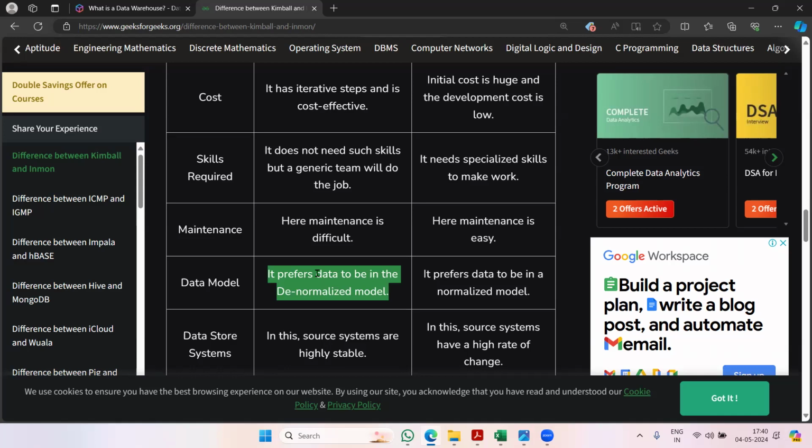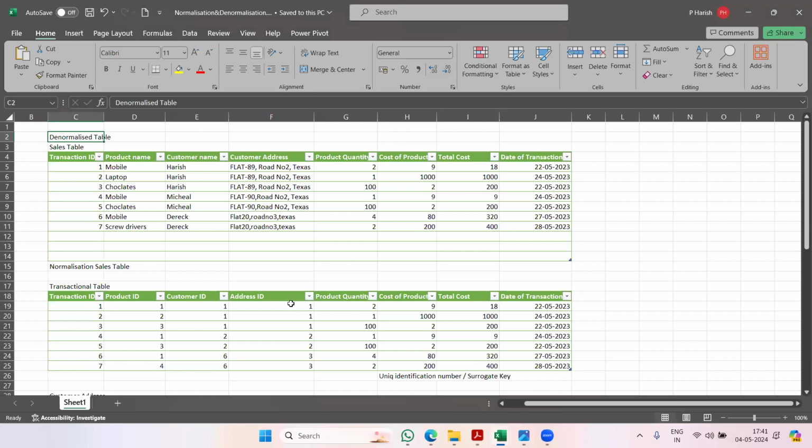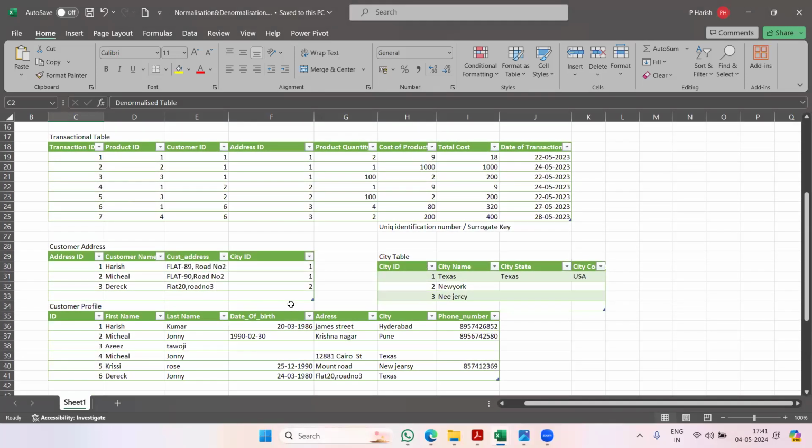Now, what the data stewards or data architects or Inmon said is, boss, let us not keep the data in one table because we are wasting a lot of our disk space. What can we do? Okay, let us do one thing. Let us distribute the data into multiple tables, right?